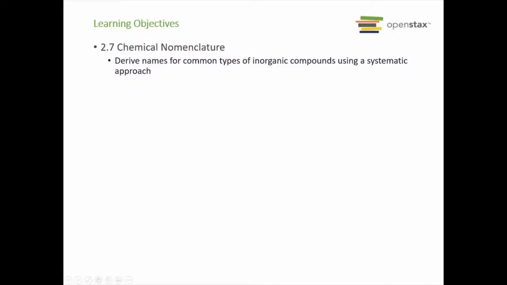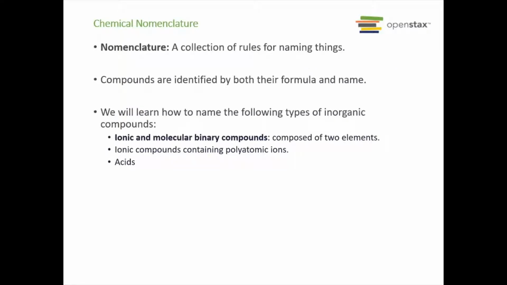We're on to the last section of chapter 2, 2.7, chemical nomenclature. So this is all about deriving names for common types of inorganic compounds using a systematic approach. Don't let the word nomenclature scare you. It just means naming. Those Germans. So nomenclature is literally a collection of rules for naming things. Sounds scarier than it really is.